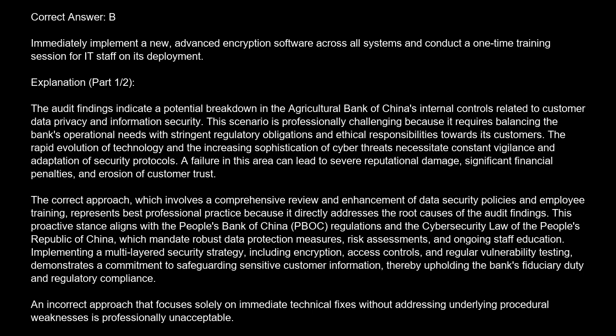This proactive stance aligns with the People's Bank of China, PBOC, regulations and the Cybersecurity Law of the People's Republic of China, which mandate robust data protection measures, risk assessments, and ongoing staff education. Implementing a multi-layered security strategy, including encryption, access controls, and regular vulnerability testing, demonstrates a commitment to safeguarding sensitive customer information, thereby upholding the bank's fiduciary duty and regulatory compliance.